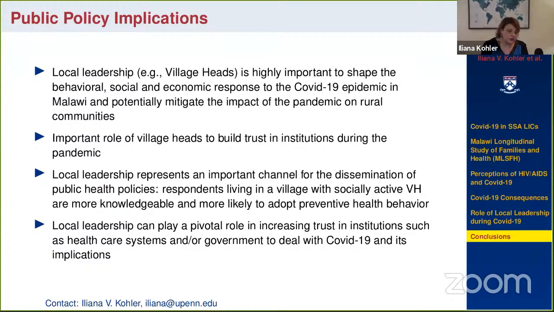We also find a very important role of the village heads in the relationship with institutions such as the healthcare system and the government, and they play an important role in building trust in these institutions during the pandemic. This result is particularly important because it suggests that the local leadership and its involvement in managing the implications of the pandemic represents a very important channel for the dissemination of public health policy that comes either from the healthcare system or from the government.